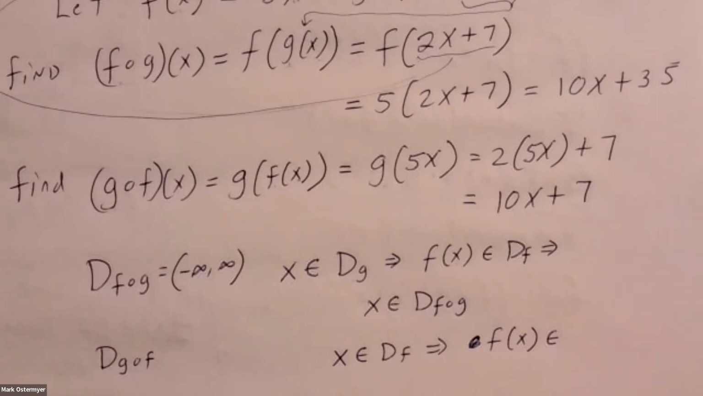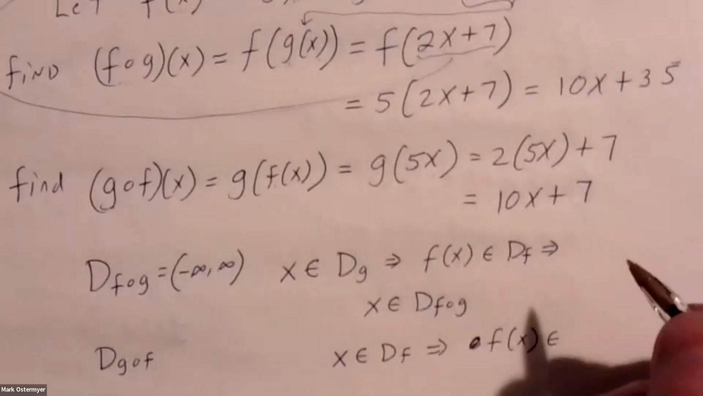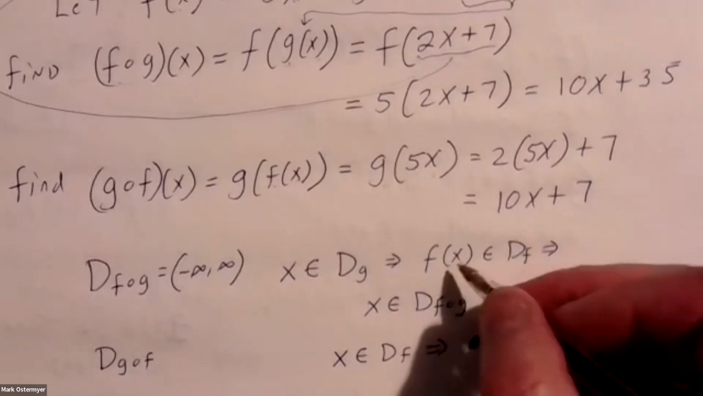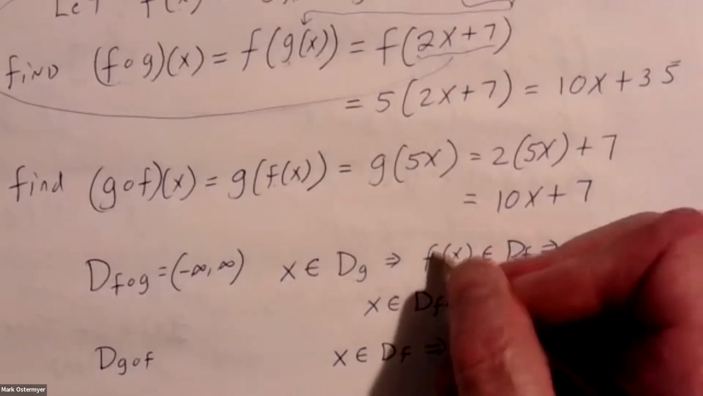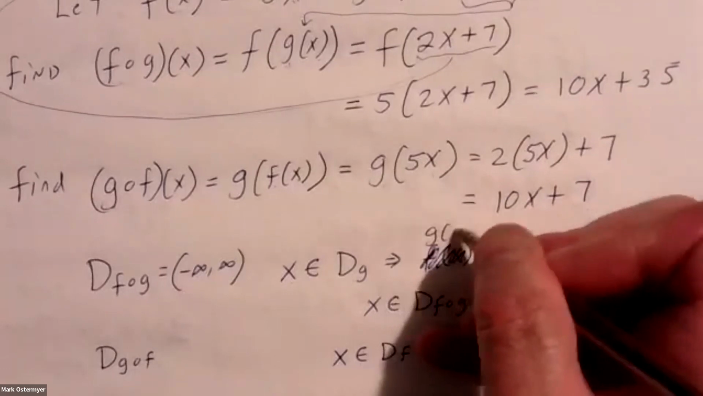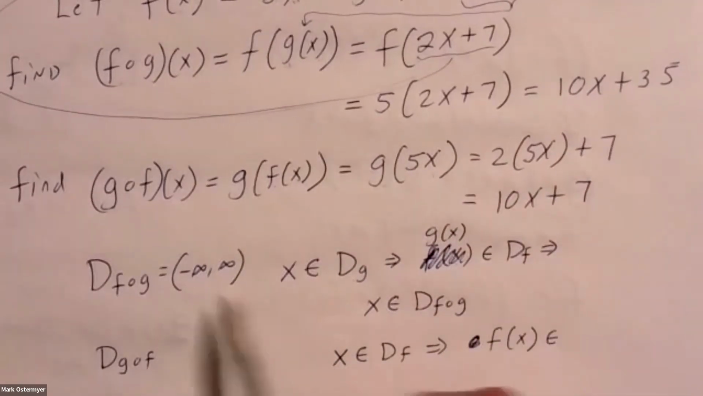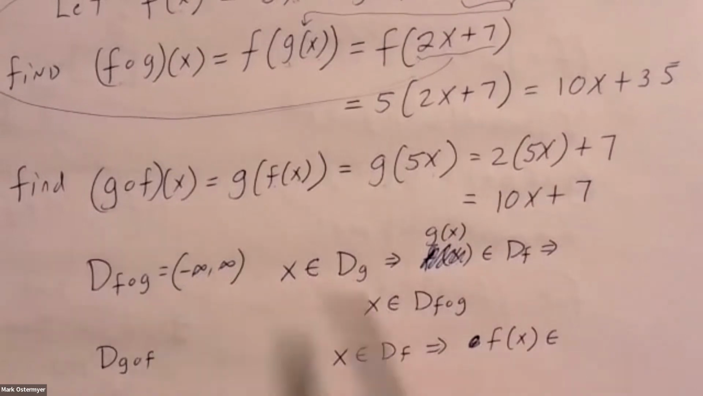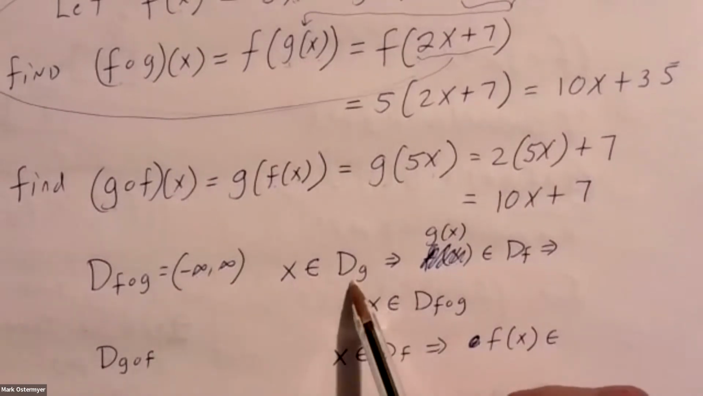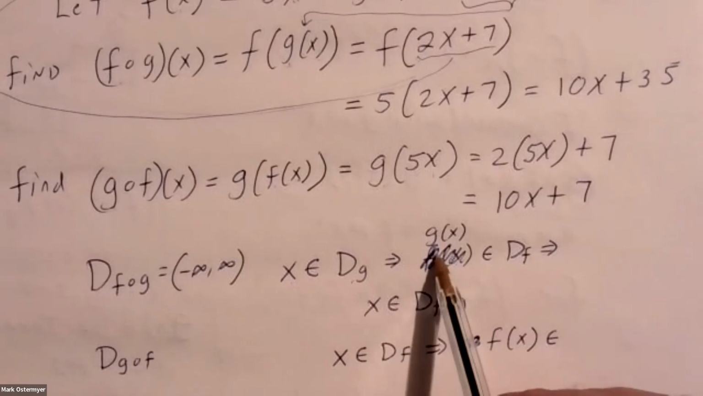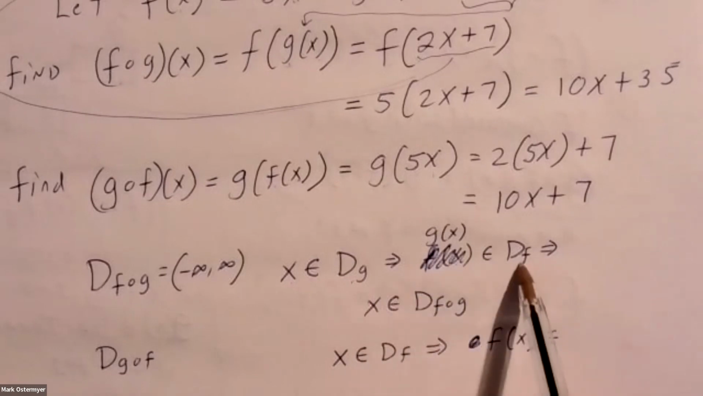Let's see here. You know what? I did not say this right. This should be g of x would have to be in the domain of function f. Yeah. So for f composed with g, if x is in the domain of g, g of x would have to be in the domain of f.